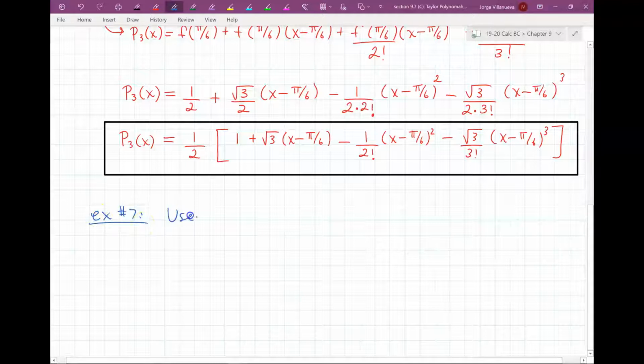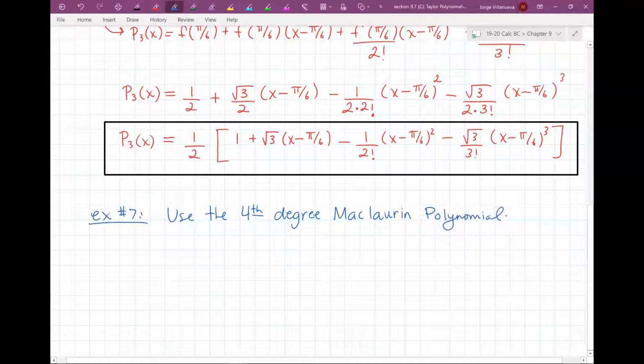Use the fourth degree Maclaurin polynomial to approximate the value of ln of 1.1.